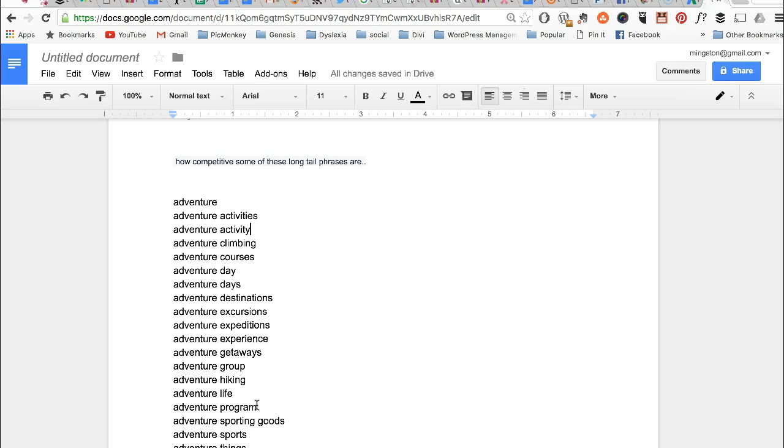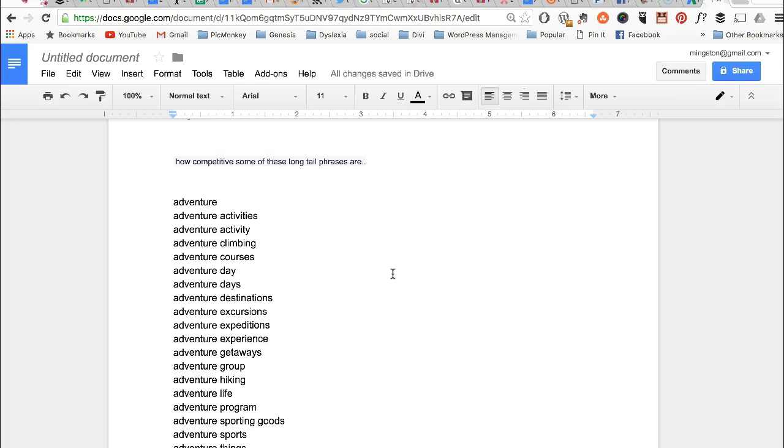So here's the example. Somebody asked about long tail keywords, and I was really happy to see that because that is what I was going to get into. So I put the question right up here, how competitive some of these long tail phrases are. Okay, so here's the key. The key is long tail phrases are not competitive, which is why you want them.